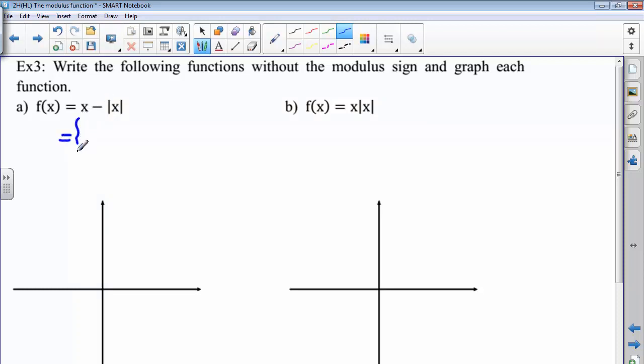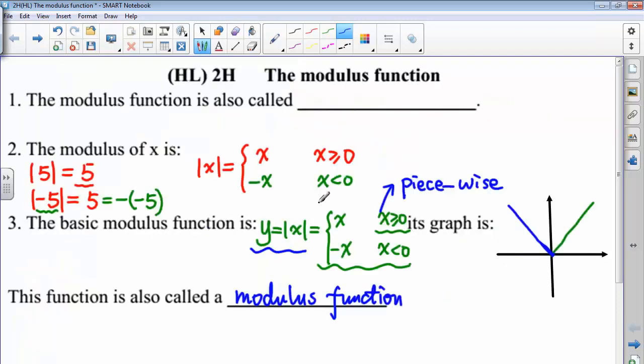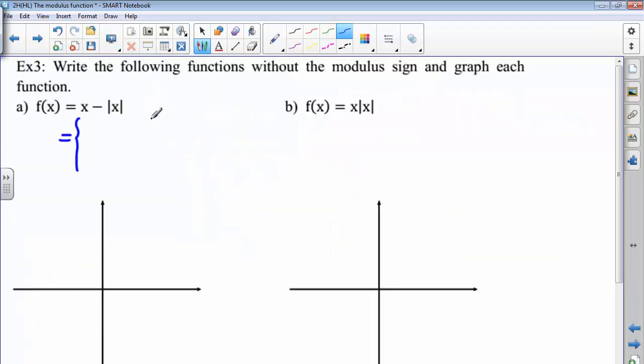I will use the modulus function definition here. I can change any modulus function to a piecewise function. So here, I will say if x is larger than or equal to 0, I can just remove the absolute value symbol on x. It will become x minus x. Let's simplify x minus x. It's 0. So the first piece is 0 when x is greater than or equal to 0.